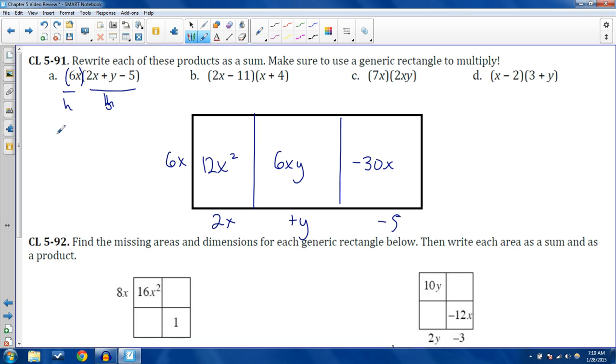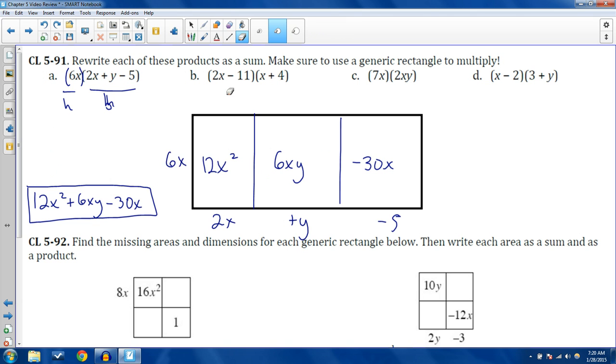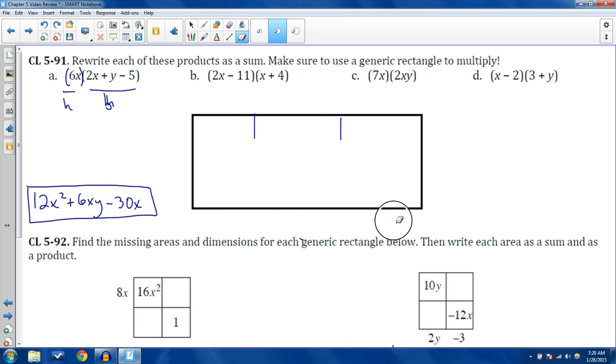You can't combine any like terms, and that will be your final result. You'll get 12x squared plus 6xy minus 30x. The order doesn't necessarily matter. You have to make sure that you combine like terms, though. Now we have that, and I also want to show you through means of arrows as well. Generic rectangles are great, and never stop using them.